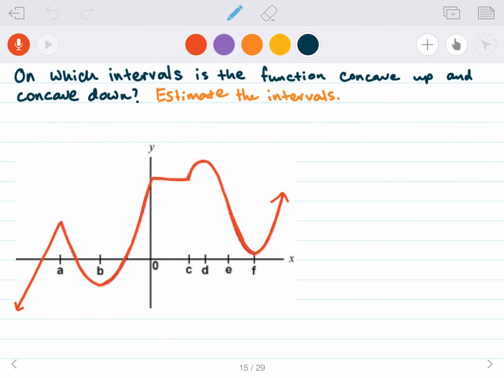All right, let's do this example. So this time our x values, we don't have numbers, we just have a's and b's, c, d, e, f. I'm going to first mark off, well, okay, so let's talk about this. If there's ever a sharp corner, that's not concave up or down, okay? So that's going to be neither of these things. Or like right here, it's not frowning or smiling, so that's neither concave up nor down in those spots. It has to be smooth. It has to be a nice, smooth smile or frown.